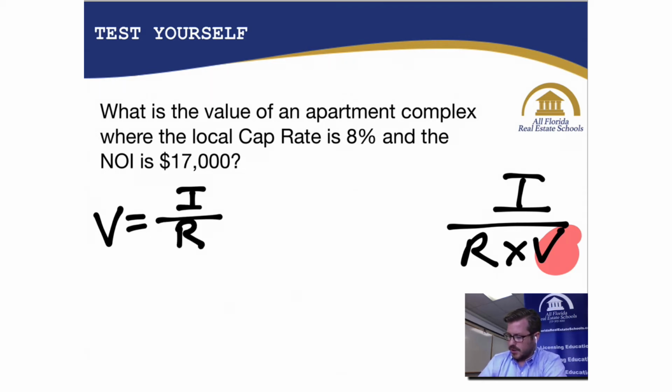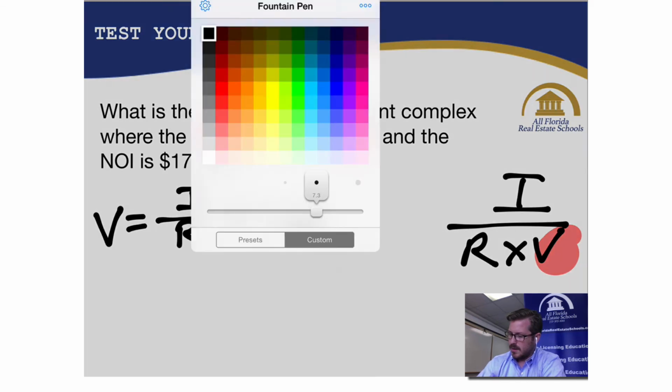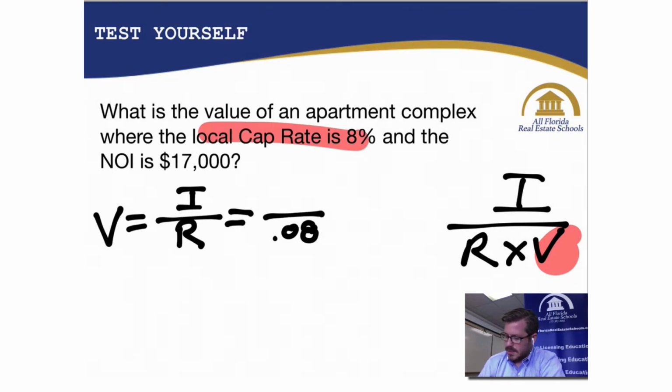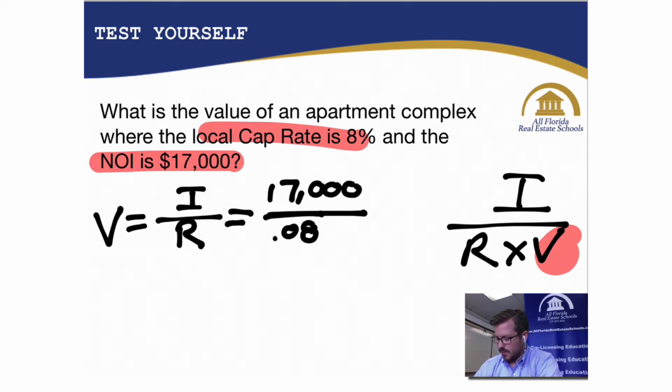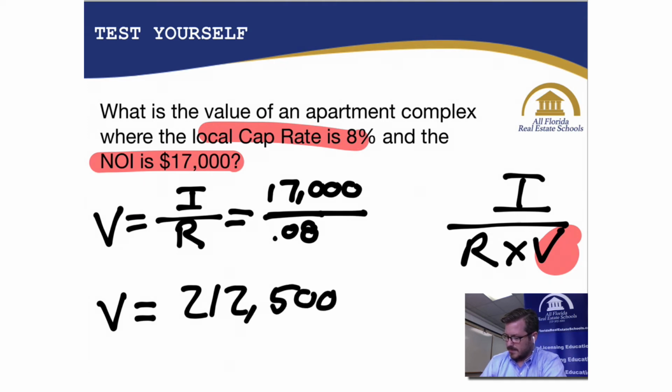Now, let's look at our question here, and let's find our income and our rate. So where the local cap rate is 8%. So that's our rate. So we know we're going to take the top number divided by 0.08. And the NOI is $17,000. There is our income. So $17,000. So 17,000 divided by 8%, or 0.08. So we have value now is going to equal $212,500.